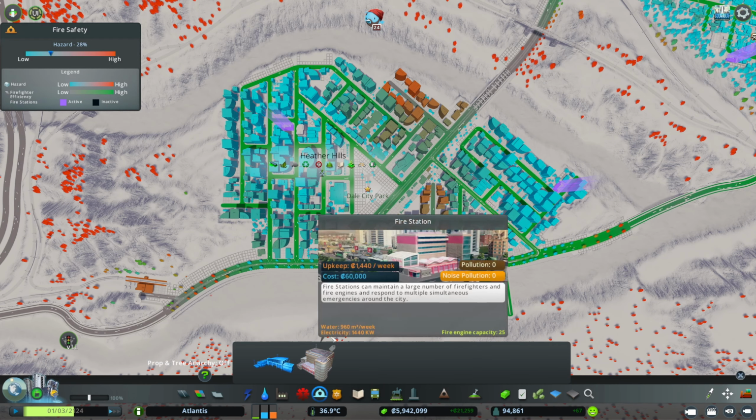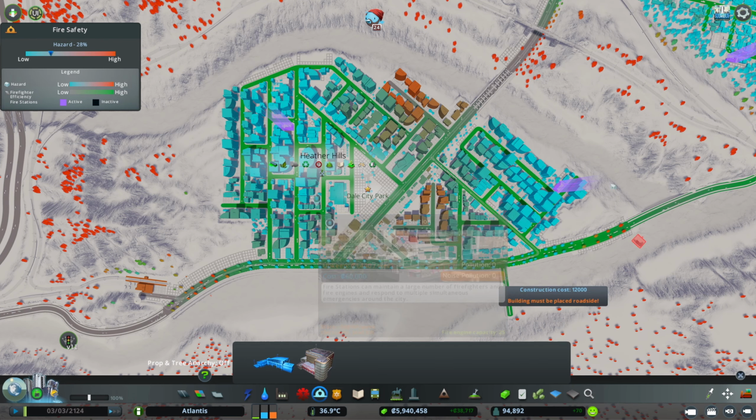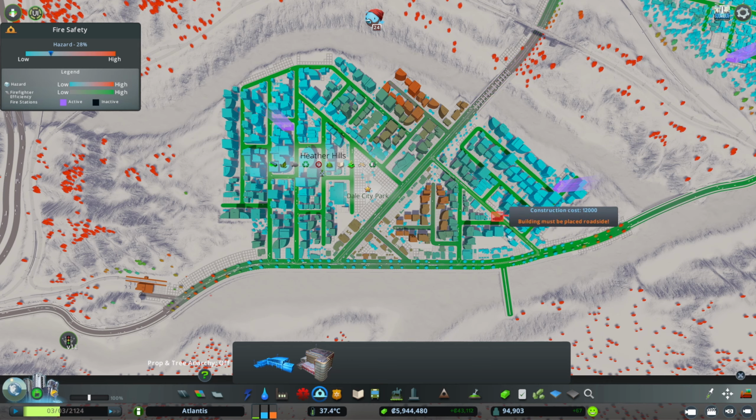Then I moved to fire station. Instead of one big station, I want to put two smaller ones, although this area is still complaining a little bit, but we'll take a look at that later on. I might actually replace one of the smaller with a big one, just to give better coverage for them over here. But this should be enough to help.